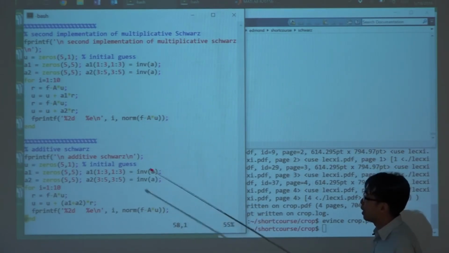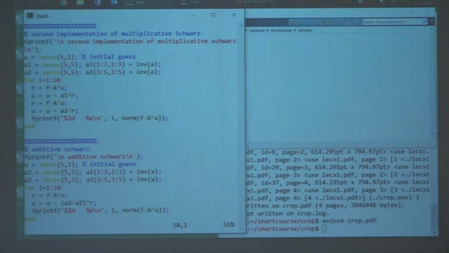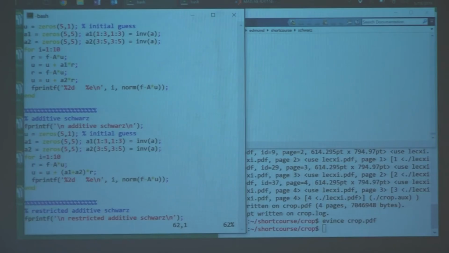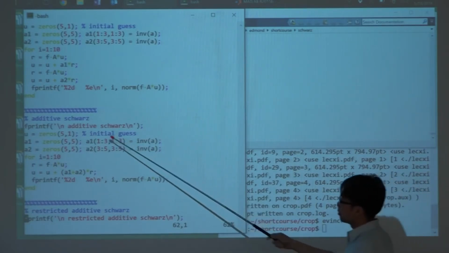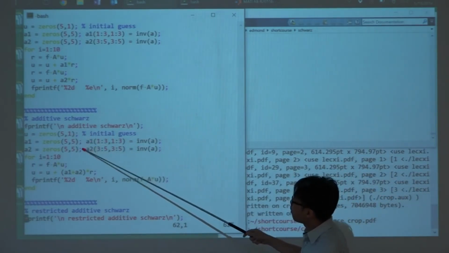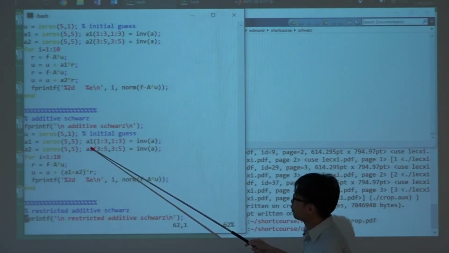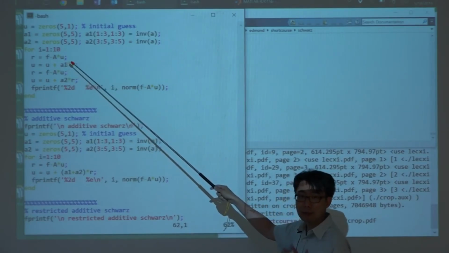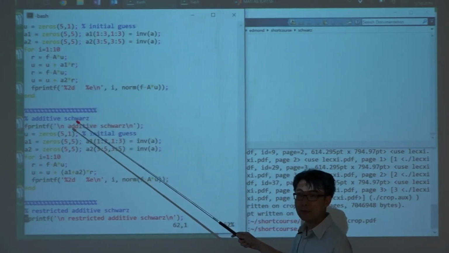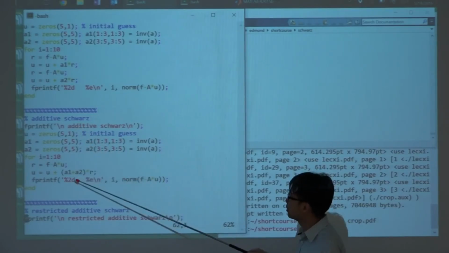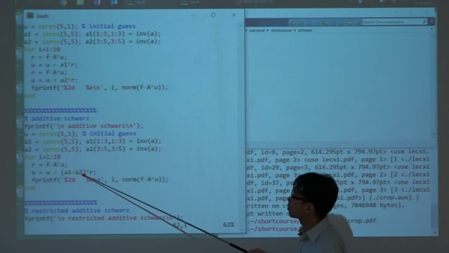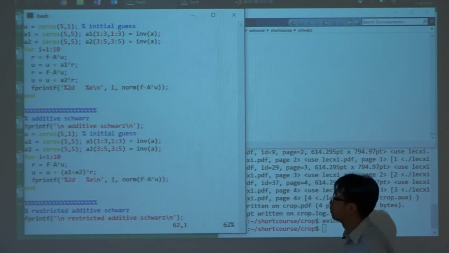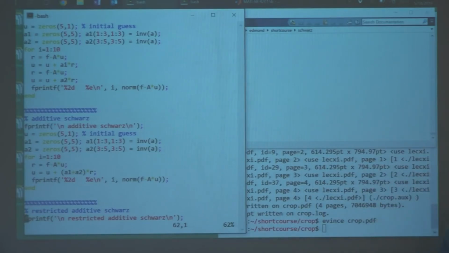Okay, and now we'll look at additive Schwarz. So additive Schwarz, start with initial guess, exactly the same operators A1 and A2. But instead of doing them in sequence, like the Gauss-Seidel method, I'm going to do it in parallel, like the Jacobi method. So here the A1 and A2 are added together and applied to the residual. We'll see how that converges.